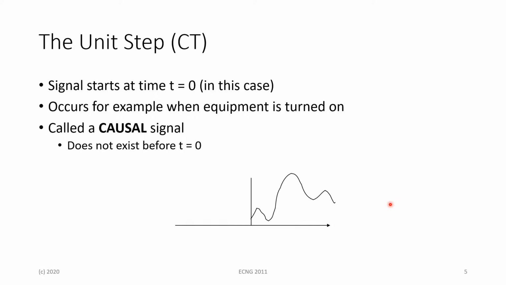So the unit step is also referred to as a causal signal. Any causal signal means it does not exist before t equals 0. It's not a sinusoidal signal like the FPGA clock. It's just one instance of the clock, where the clock goes from 0 to whatever maximum value there is. Just that one instance.